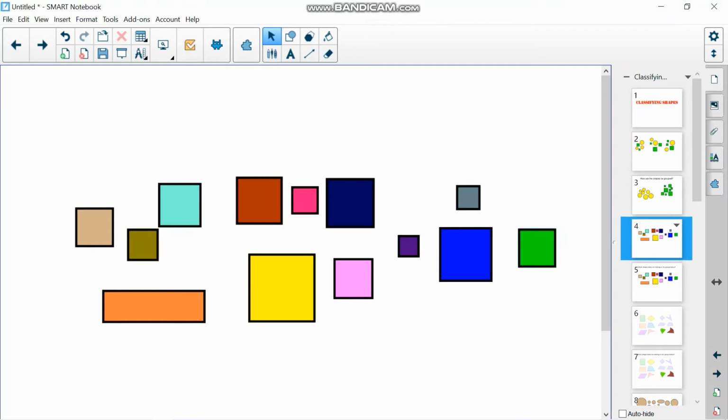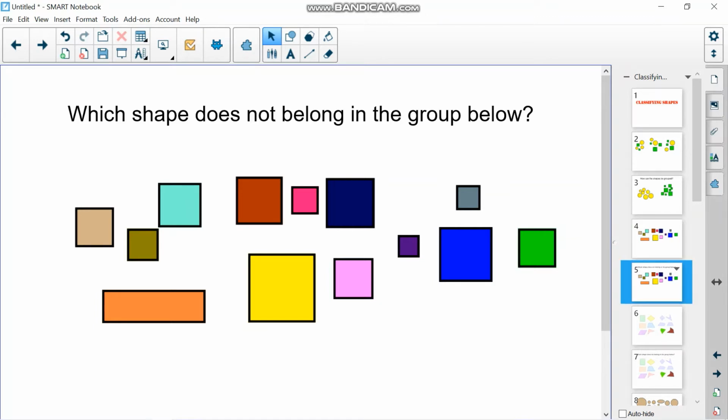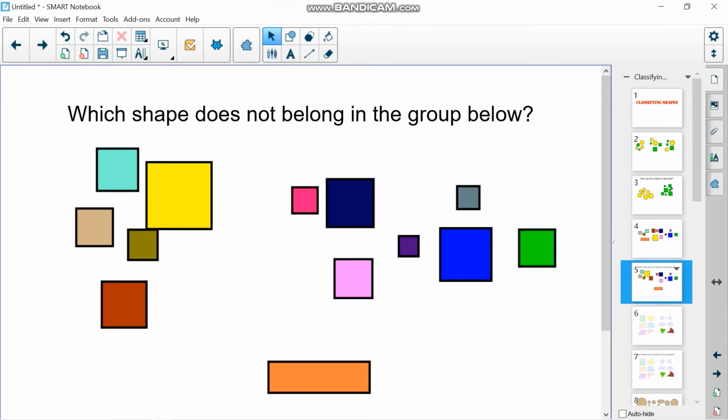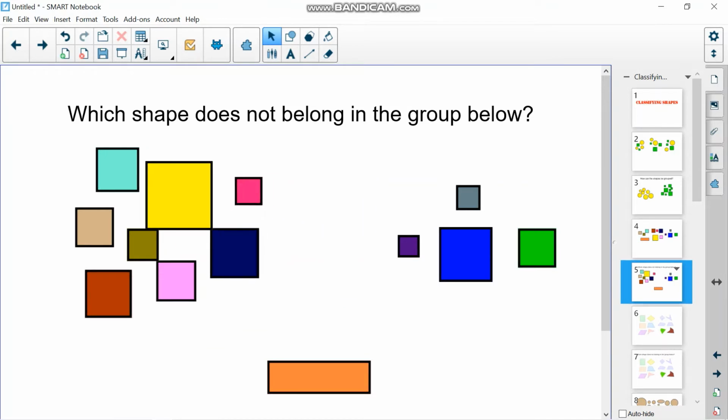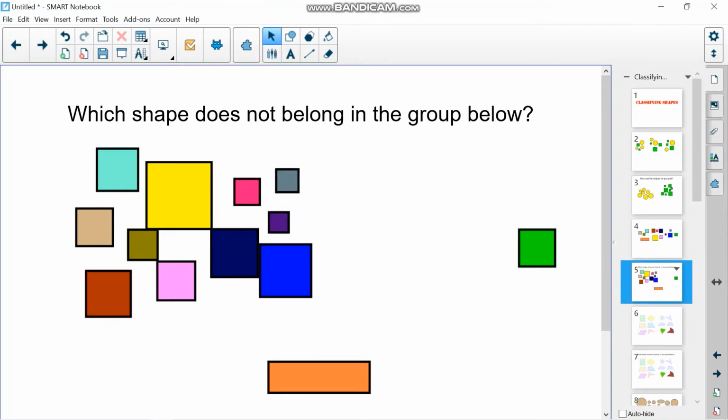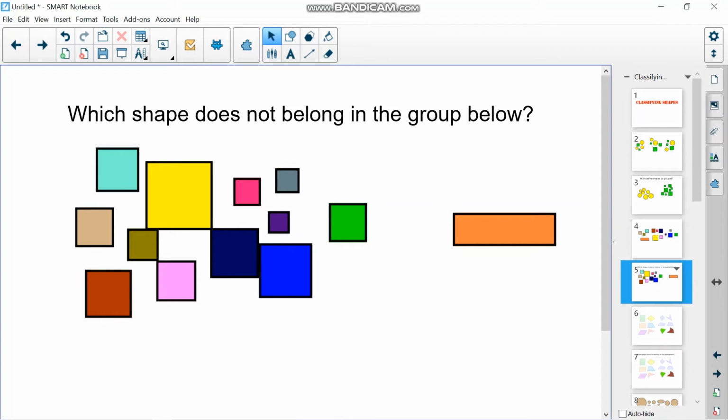Let us go to the second example. Look at the following shapes. Which shape does not belong in the group? The rectangle does not belong in the group. As you notice, all of the shapes are square and there is only one rectangle. So we can group this shape according again to their type. So we have the square and the rectangle. Now let's go to the third example.